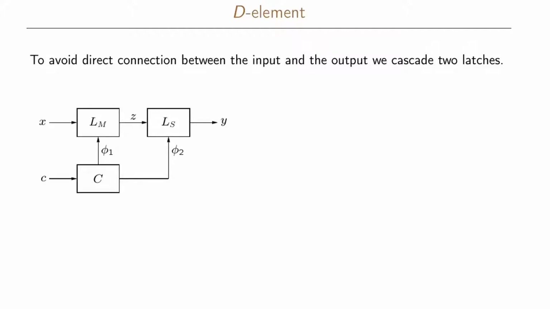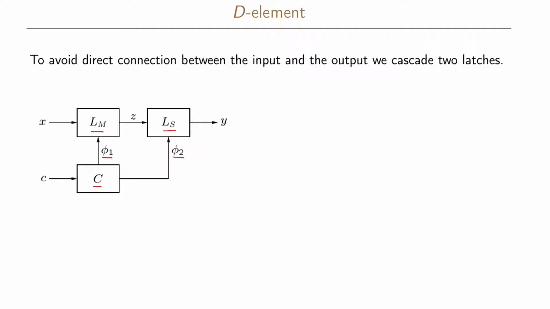In this case we have two latches, one called LM, where M is for master, and another latch LS, where S stands for slave. And then we have a control circuit C. This control circuit gives us the two control signals to the latches. We have the control signal phi1 to the first latch, and the control signal phi2 to the second latch.